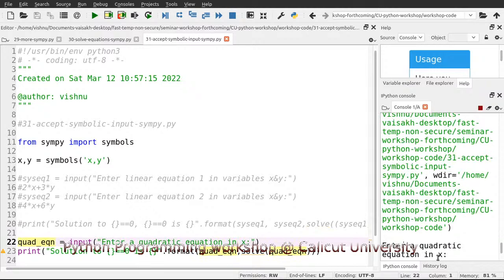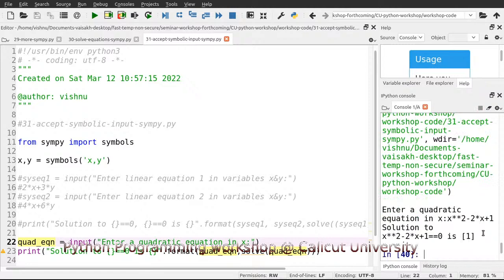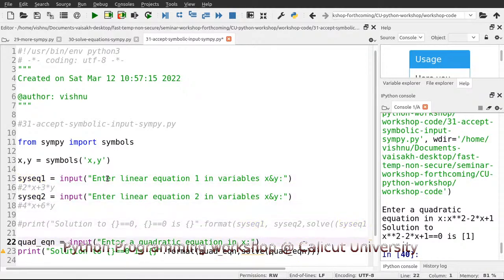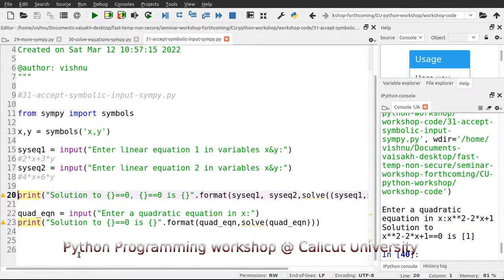So suppose I enter a sympy expression like this: x square minus 2x plus 1, and the solution is 1. Okay, even here it's working. So if you are entering a symbolic expression as a string using input, sympy is capable of understanding what exactly it is. There is no need to do any such conversion. I was thinking that conversion is required, but here no conversion is actually required. So you can straight away use it. These are different programs, but I have anyway combined them.